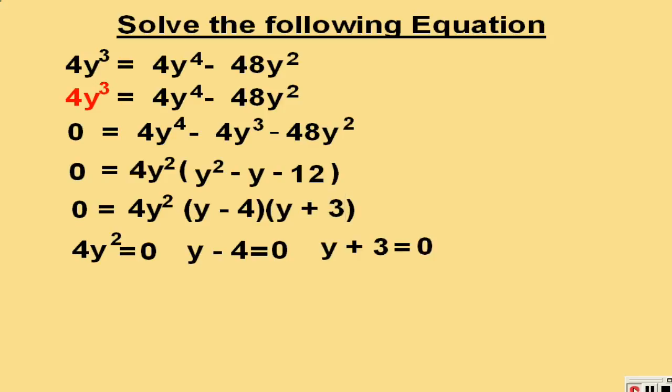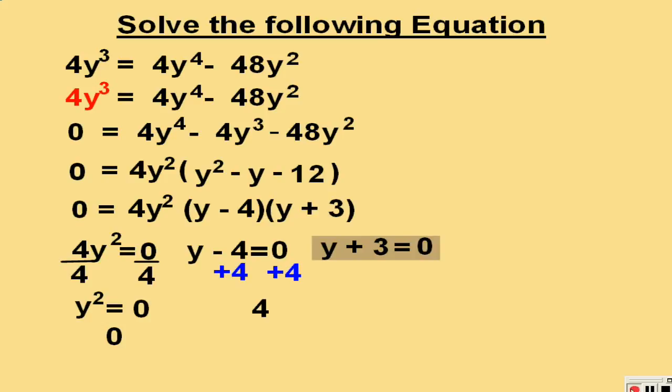Now we simply solve each part. To solve the first equation, we would be dividing both sides by 4, which now means that y squared equals 0, or y equals 0. To solve this one, we will add 4 to both sides, and y would equal just 4.